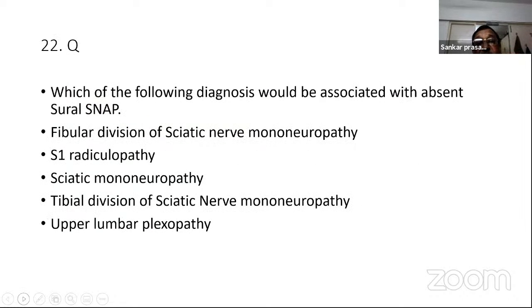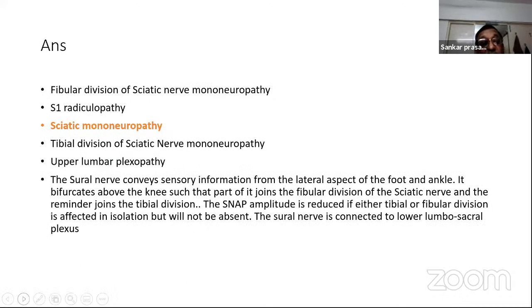Which of the following diagnoses would be associated with an absent sural SNAP? Fibular division of sciatic mononeuropathy, S1 radiculopathy, tibial division of sciatic mononeuropathy, upper lumbar plexopathy. This is very important. Yes, sciatic mononeuropathy. Excellent, you are very nice. The sciatic mononeuropathy, sural nerve. We have already discussed this.